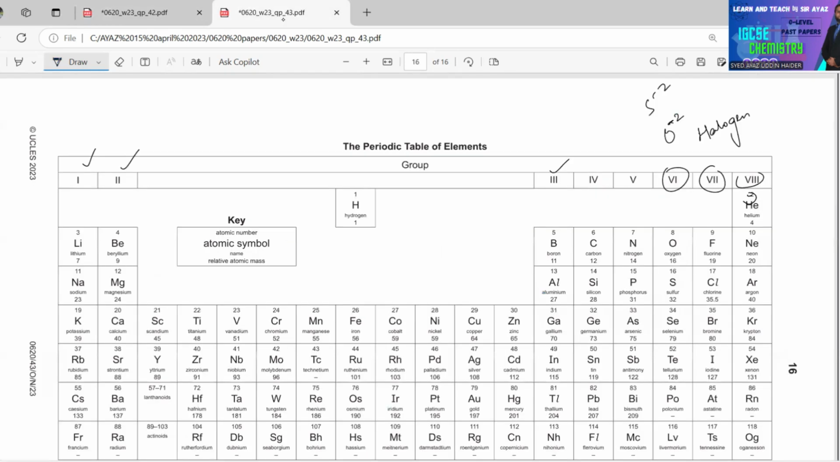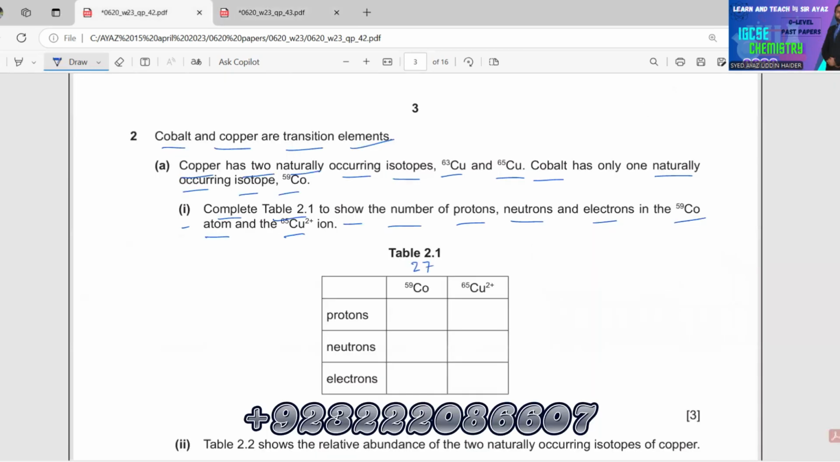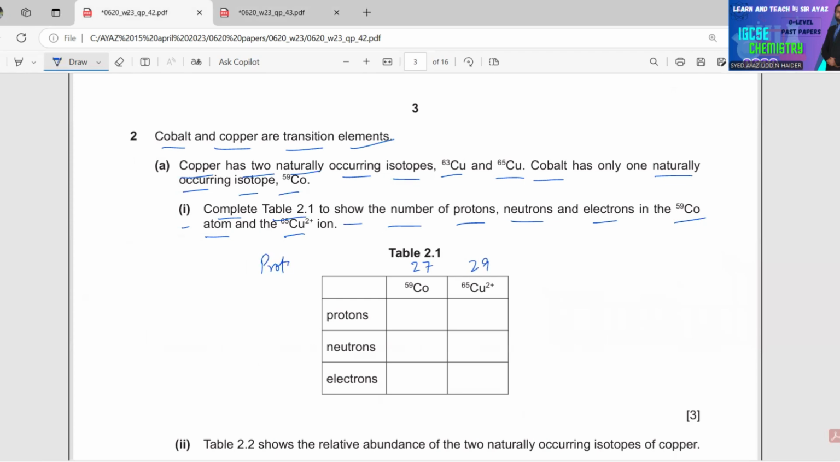So where is cobalt? Here is cobalt. The proton number is 27. Copper. Here is copper. The proton number is 29. So 27, 29. These are the proton or atomic numbers. So for cobalt, the number of protons must be 27. In order to calculate the neutrons, I need to subtract 27 from 59.